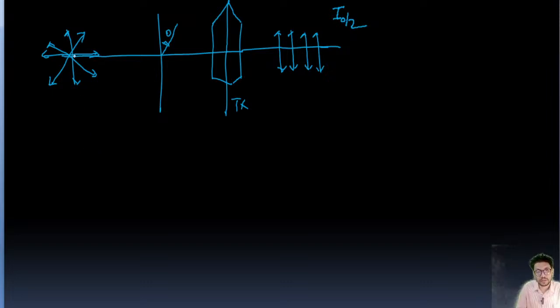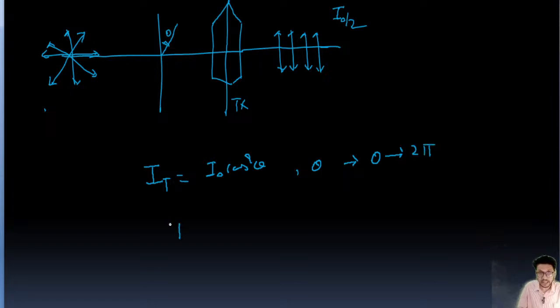We know that the vibrations of unpolarized light are possible in all directions. So this is the unpolarized light, and this is the polarized light. So IT, the intensity of transmitted light, is I naught cos square theta, where theta is between 0 and 2 pi, and here IT comes out as I naught by 2.